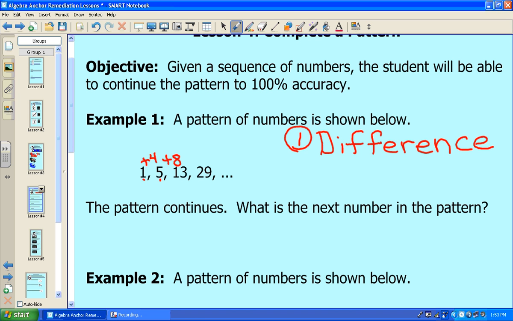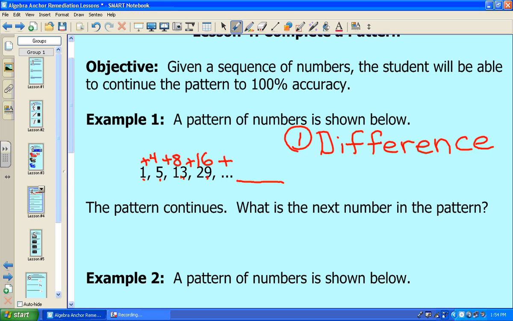The next two numbers are 13 and 29. To get from 13 to 29, you have to add 16, and that can be found just by doing 29 minus 13. So we are going to have to be adding some number to get the next missing number in the sequence. Now if you look, you have plus 4, plus 8, plus 16. You are not adding the same number every time. There is something else that's going on.